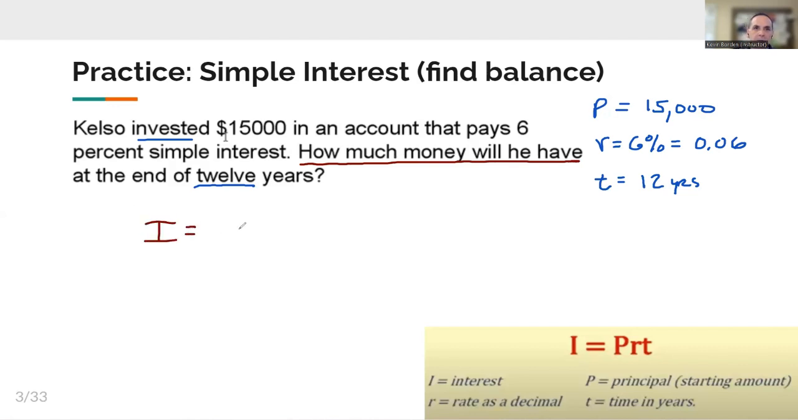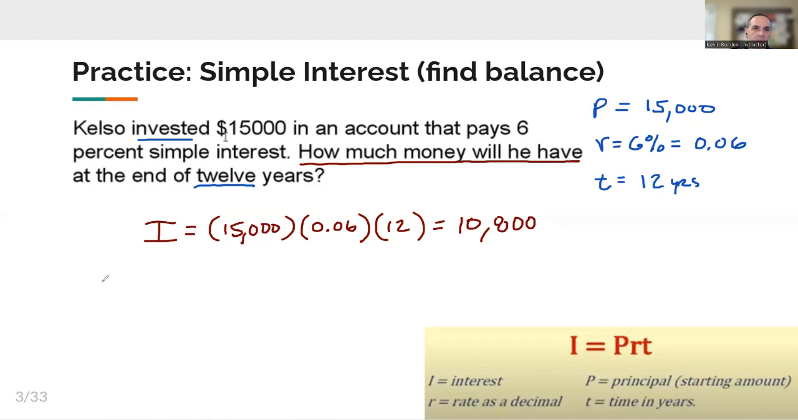The interest equals $15,000. I'm not writing the formula this time. 0.06 and 12 years. And calculating that, do it with me. And I get $10,800. Now that sounds like a lot of interest, but it's for 12 years. So it's a long period of time. So the longer you leave the money there, the more interest you get.